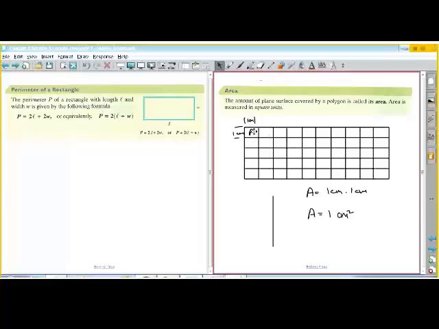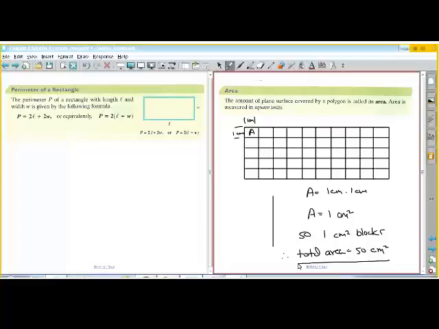So all I really have to do for a rectangle is count the number of blocks. So I'd go 1, 2, 3, 4, 5, 6, 7, 8, 9, 10. So there's 10 that way, and 1, 2, 3, 4, 5. So I could say there are 50 1 centimeter squared blocks. Therefore, the total area is 50 square centimeters.